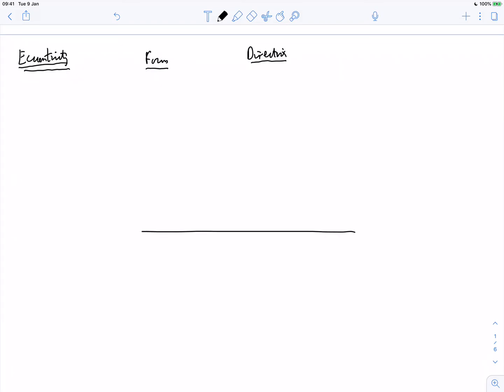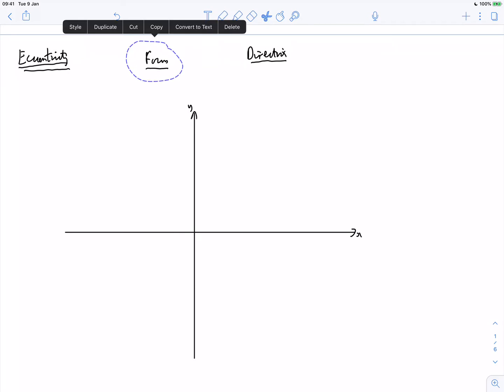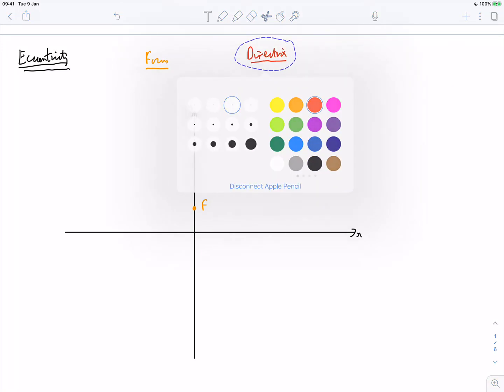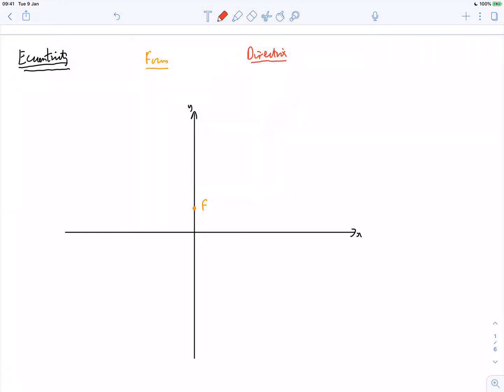So let's imagine I'm on the XY plane. There's my x-axis, there's my y-axis, there you go. Now, let's say a focus is a particular singular point. Let's say the focus is here. Let's call it F. Okay, now the directrix, this is a line. So imagine a horizontal line like so, where this is my directrix D.